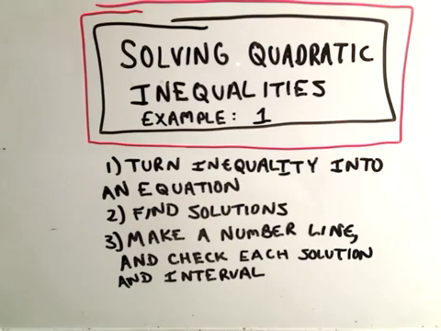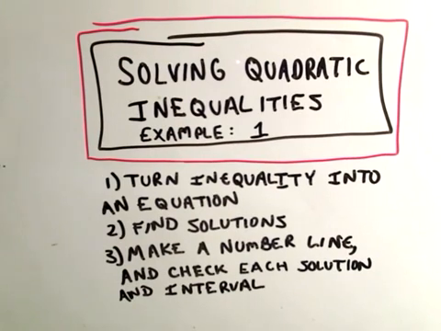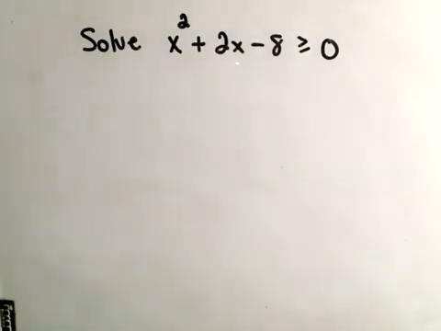Okay, in this video I'm going to talk about solving quadratic inequalities, and this will be the first example. The basic idea is you make your inequality into an equation. You then find the solutions of that by either completing the square, you can factor it, or you can use the quadratic formula. And from there we'll make a number line, putting our solutions on the number line. We'll check those solutions in the inequality as well as a point from each interval.